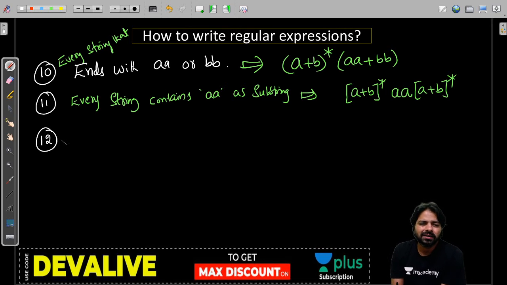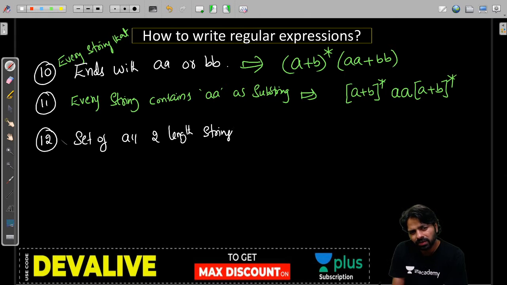Now let's write, I want the set of all 2 length strings. All 2 length only, guys. How to write all 2 length strings over A comma B? Don't change your sigma. As long as I don't say so, please follow the same. Whenever I say, change it. Sigma is equal to A comma B.